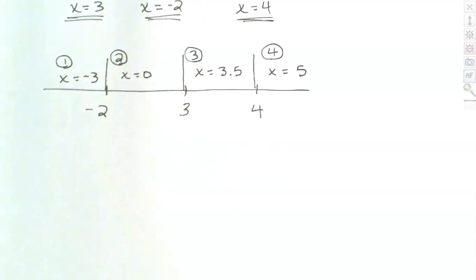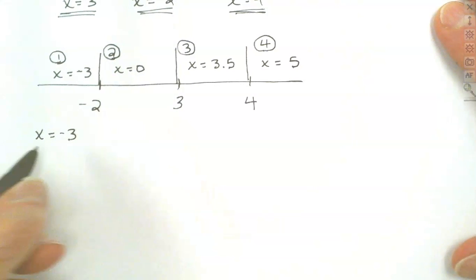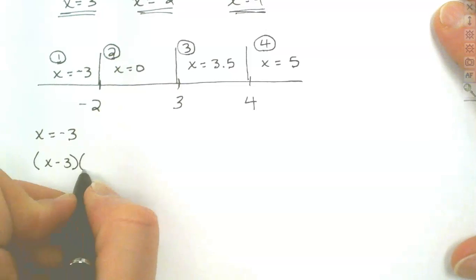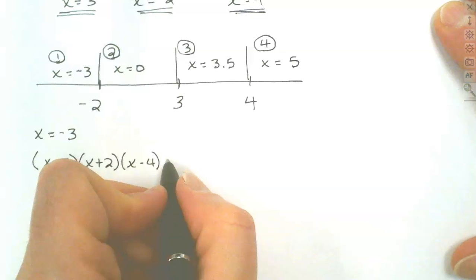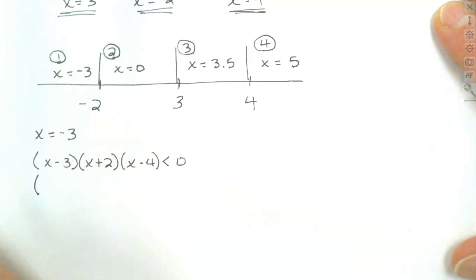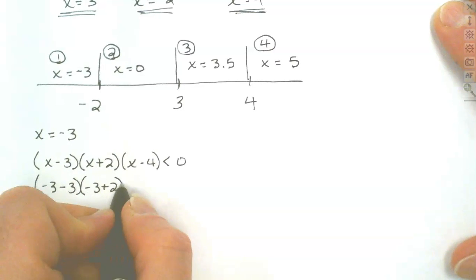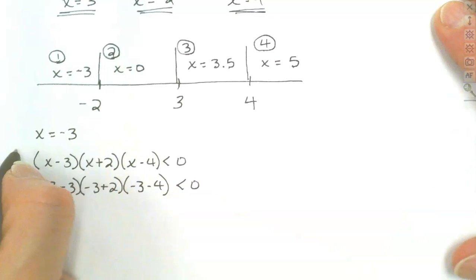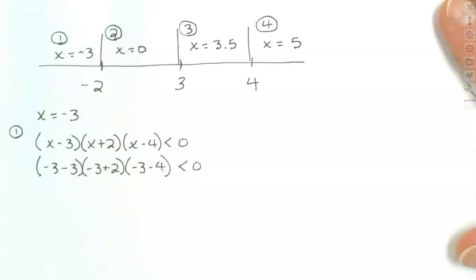Okay, we're going to check each region back in the original. So we're going to check x equals negative 3. And we're going to check that in x minus 3, x plus 2, and x minus 4 is less than 0. So we're going to plug in a negative 3 for x here. And let's see if this is going to be true or false. This is region 1. So we're going to plug that value of x equals a negative 3 in.